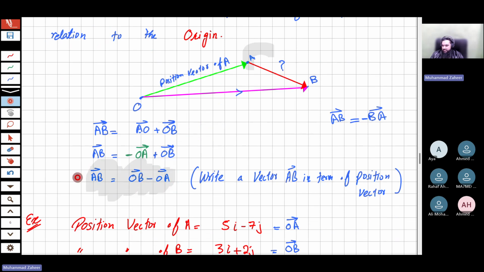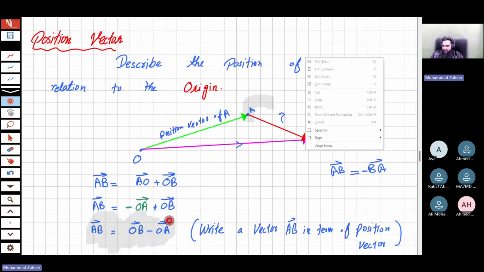We will use this statement a lot of times, if the examiner is going to give you any given vector and you need to write that vector in terms of the position vector. So we will use this statement. You can make the diagram, but this must be on your fingertips.